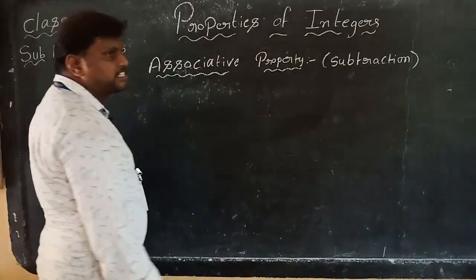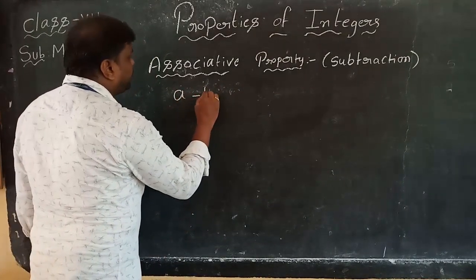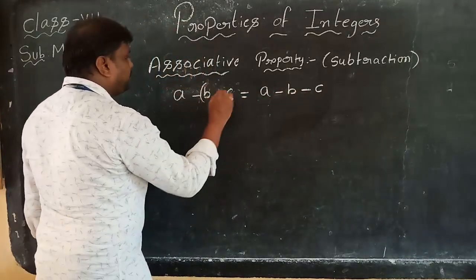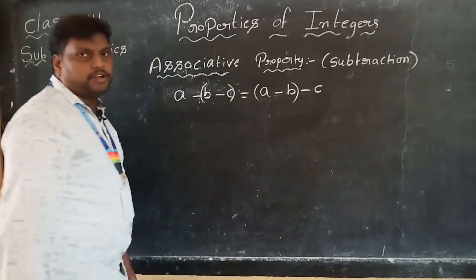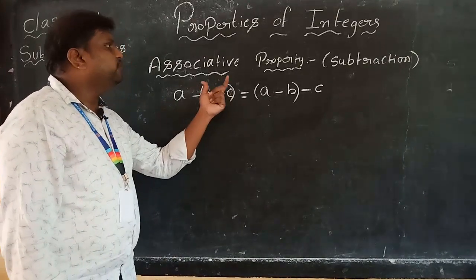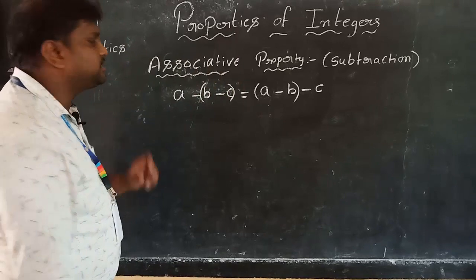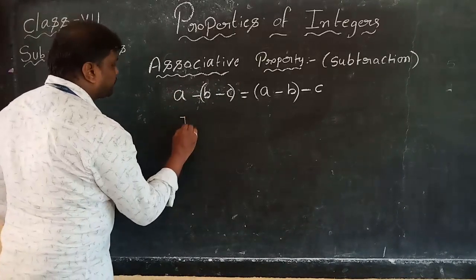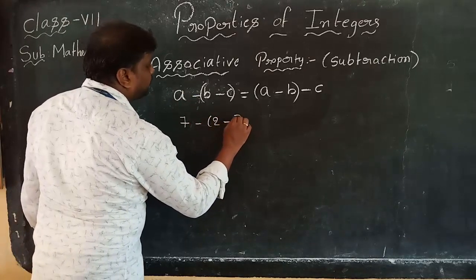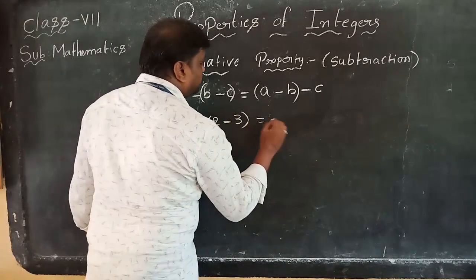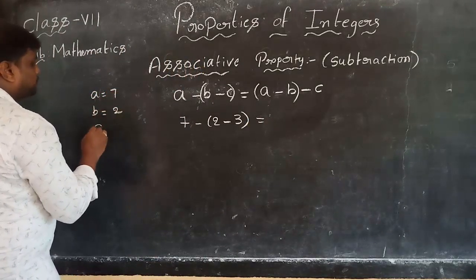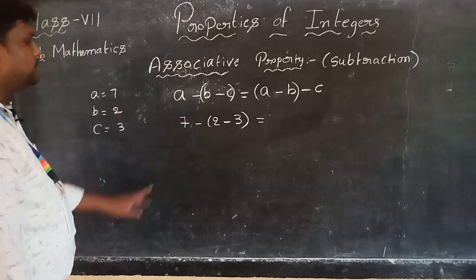Associative property under subtraction. Here also we have to take three integers, a minus b minus c. First I am taking b and c as one pair, next a and b as one pair. Just we have to check. If both are equal, then the associative property under subtraction is also applicable in integers. We'll take three values, 7 minus 2 minus 3. A is equal to 7, B is equal to 2, C is equal to 3. I am taking one example, 7, 2 and 3.